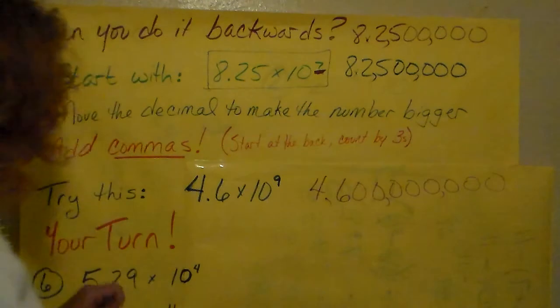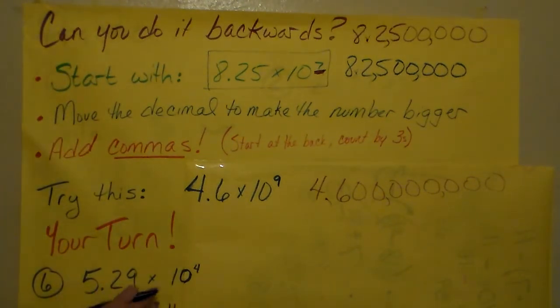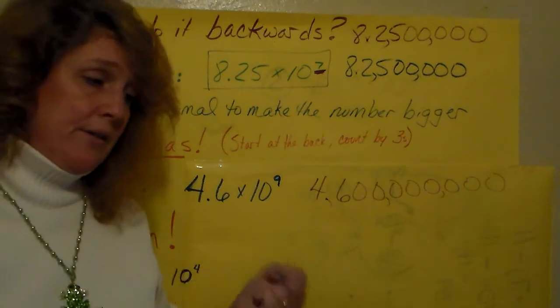Okay? Your turn. You get to do 5.29 times 10 to the 4th and 6 times 10 to the 11th. Please remember that there's an imaginary decimal point here. Write those down, hit pause, come right back.